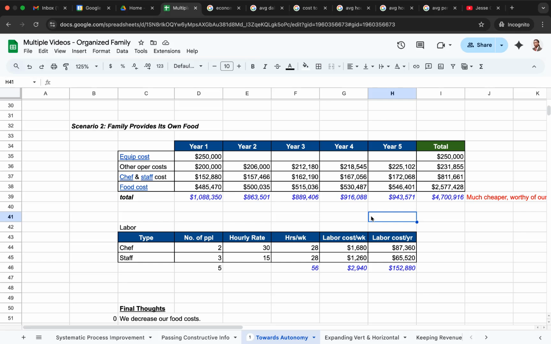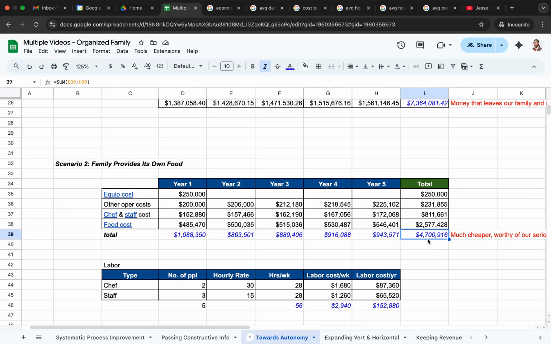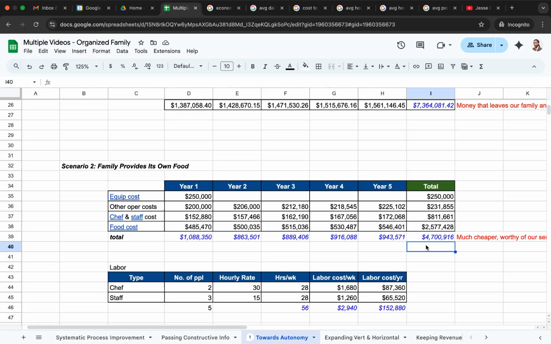So if you add up all of these costs in that 5-year period, then we will have this 4.7 million if we were to start to prepare food for ourselves. This is how much money we can save: the difference between this 7.3 million and the 4.7 million. This is how much this hypothetical family could save.